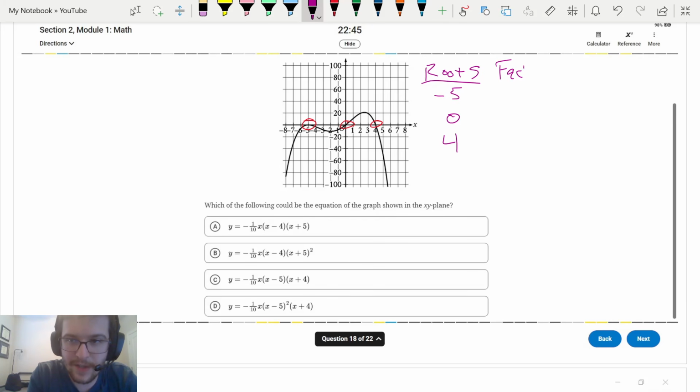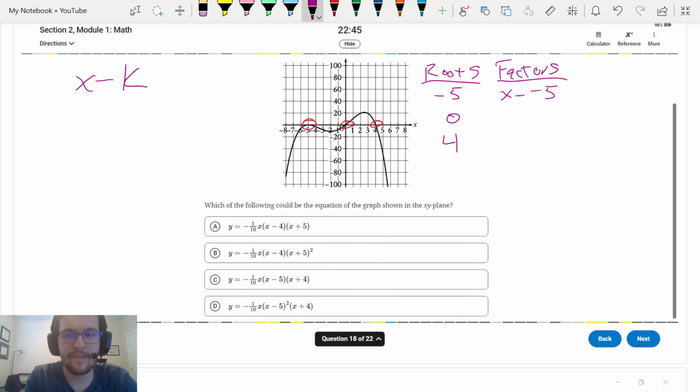The factors, factor theorem says if k is a root, x minus k is a factor. So the factors are x minus k. So we're going to do x minus -5, which is just x plus 5, right? Because minus a negative. And then we're going to do x minus 0. Minus 0 doesn't do anything, right? So we're just going to put x. And then we're going to do x minus 4. So those are your factors.